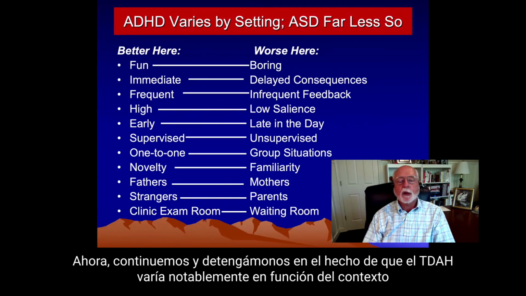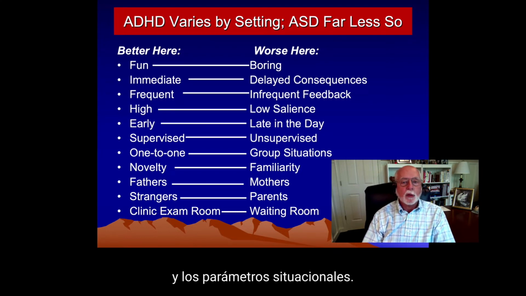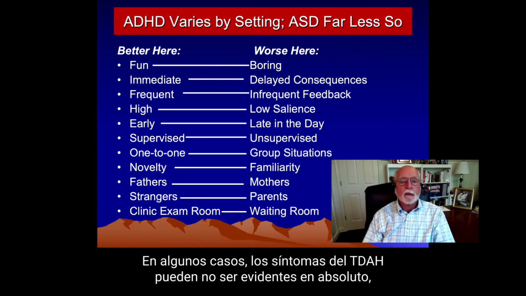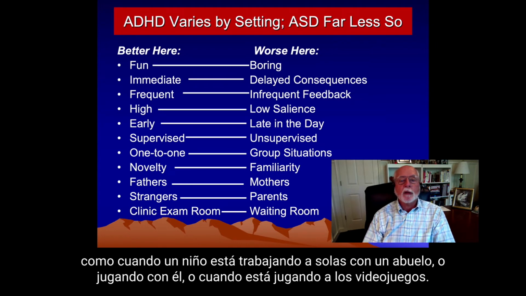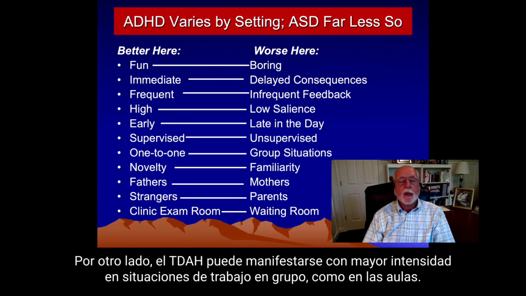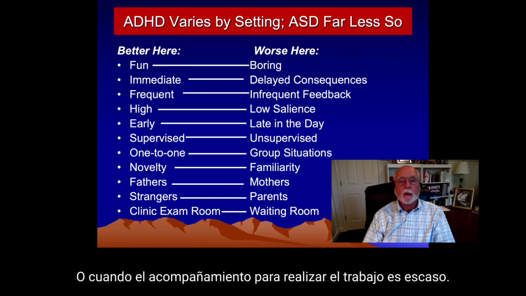Now let's continue and look at the fact that ADHD varies markedly as a function of context and situational parameters. In some cases, ADHD symptoms may not be apparent at all, such as when a child is working one-on-one with a grandparent or playing a game with them, or when a child is playing video games. On the other hand, ADHD may be much more severe in group situations that involve work, such as classrooms, or where there is infrequent feedback for getting that work done.